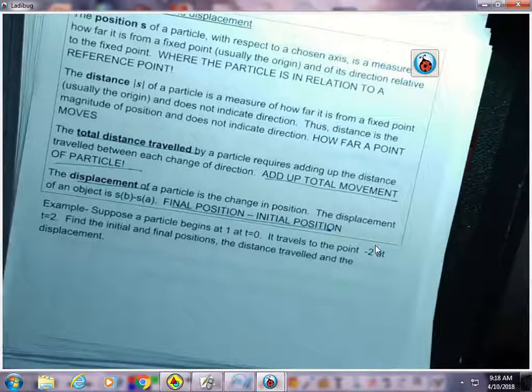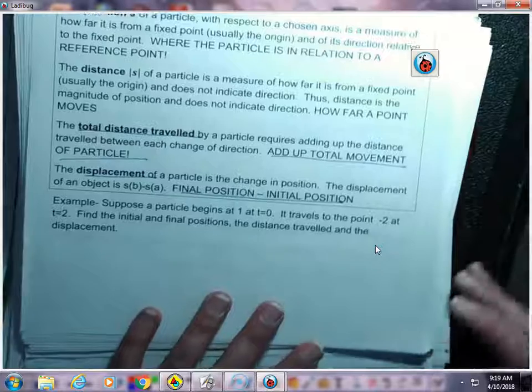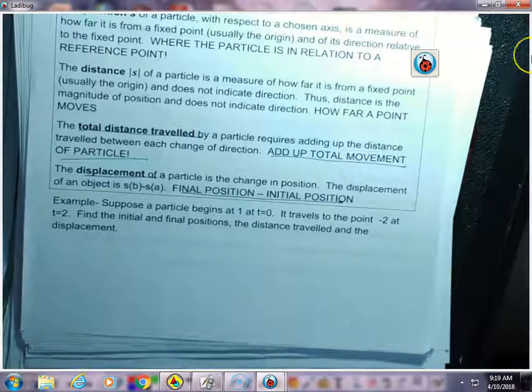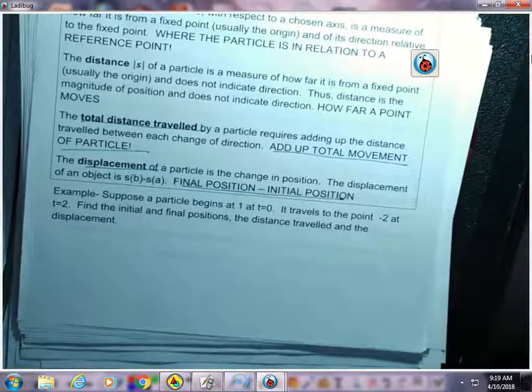So just some really simple examples to start with. It says, suppose a particle begins at 1 at time equals 0. When they say at 1, they're talking about on a number line. I told you they're not real imaginative sometimes. It travels to the point -2 at time equals 2. And it wants me to find the initial position, the final position, the distance traveled, and the displacement.